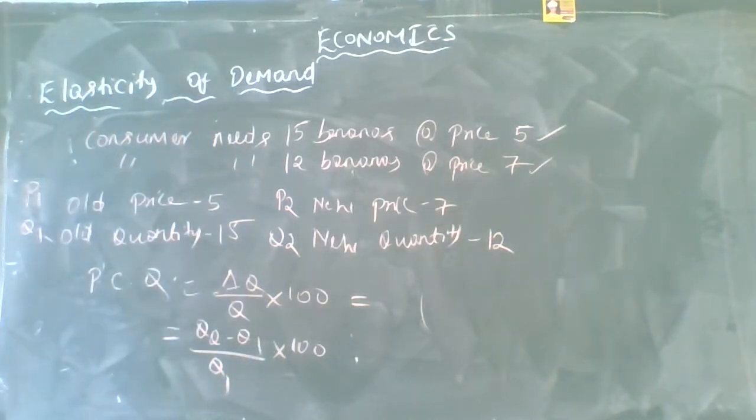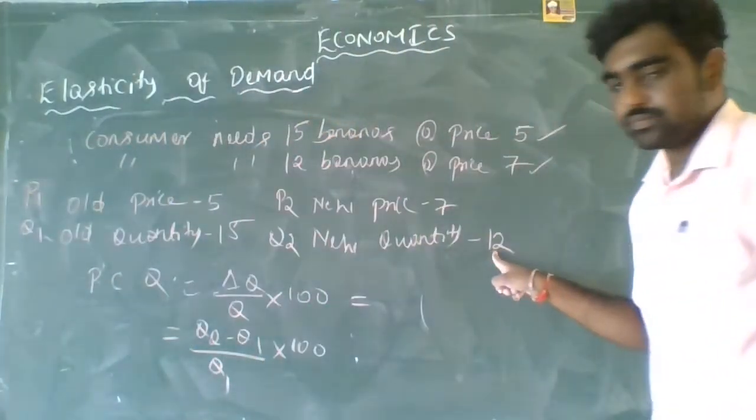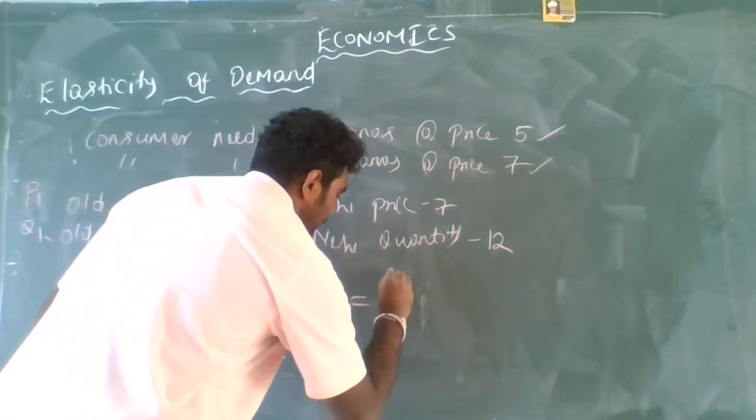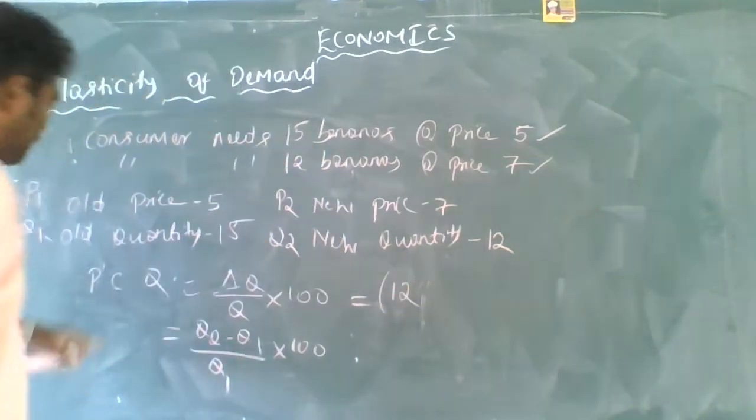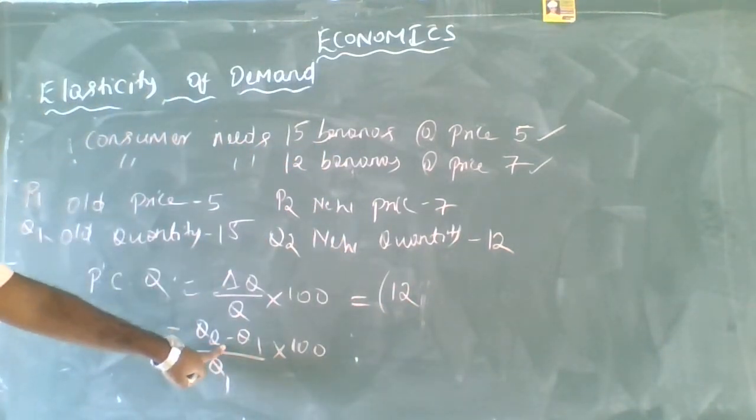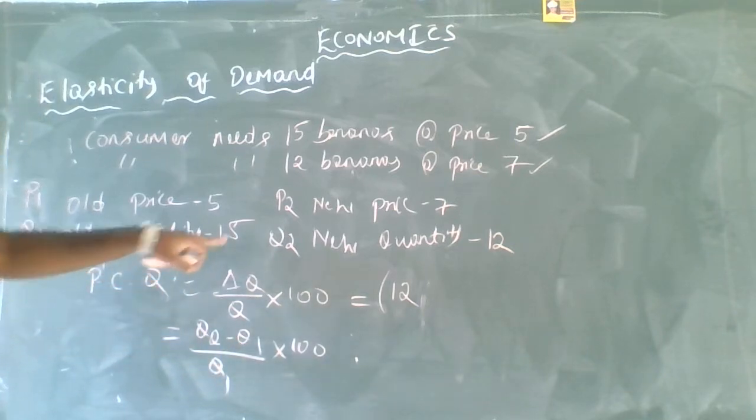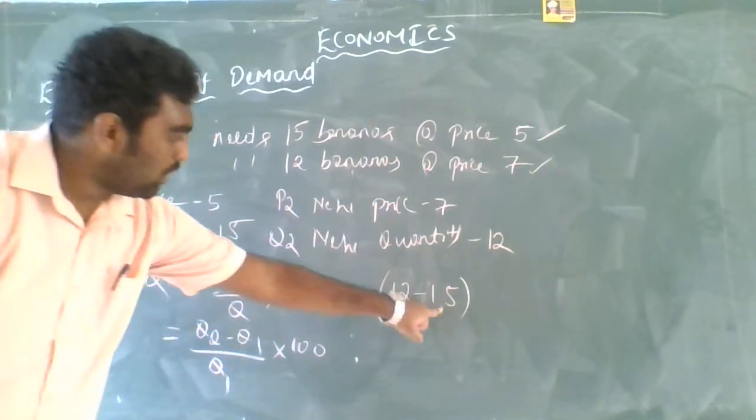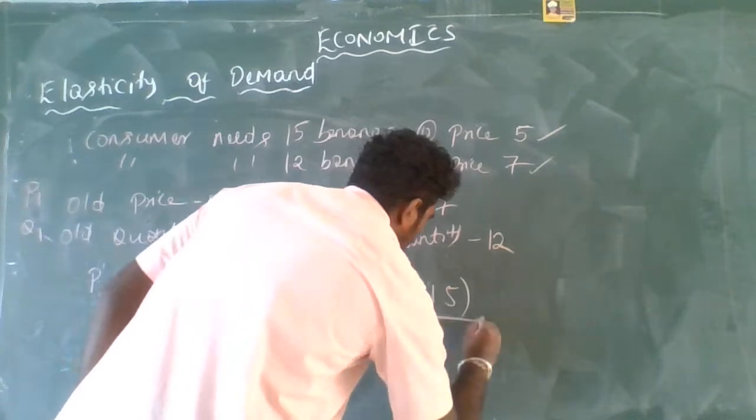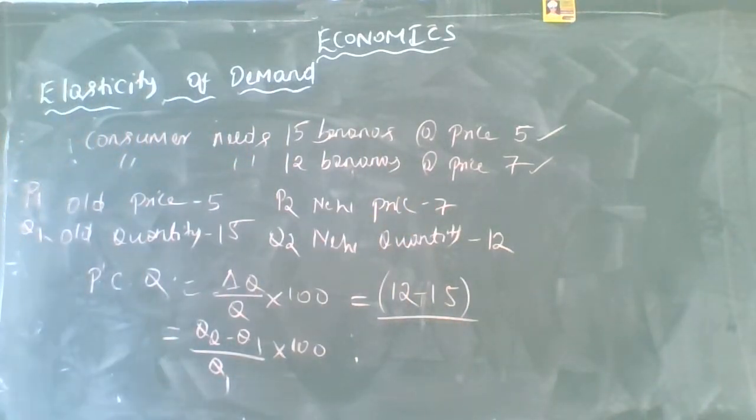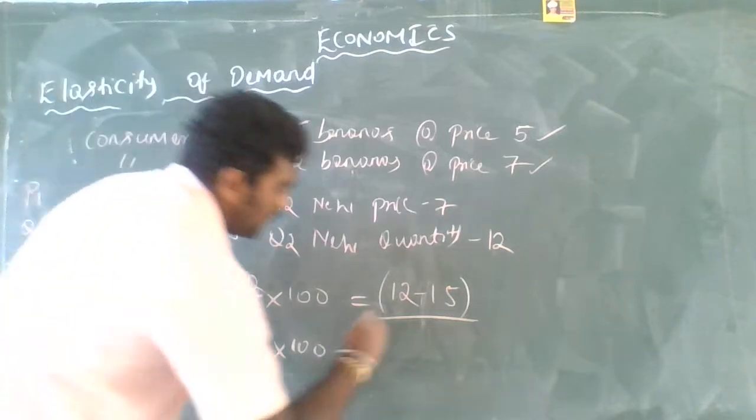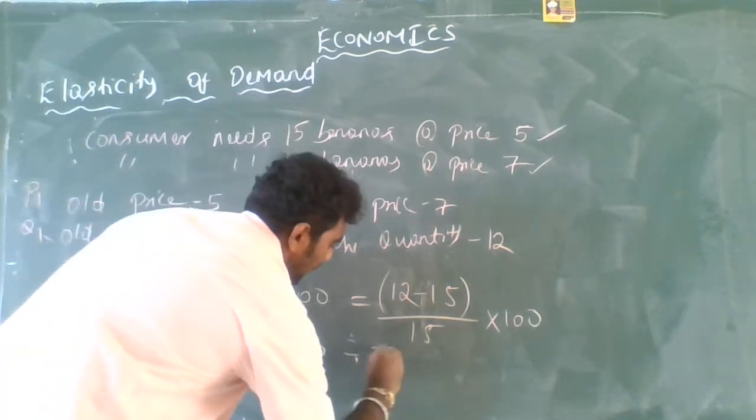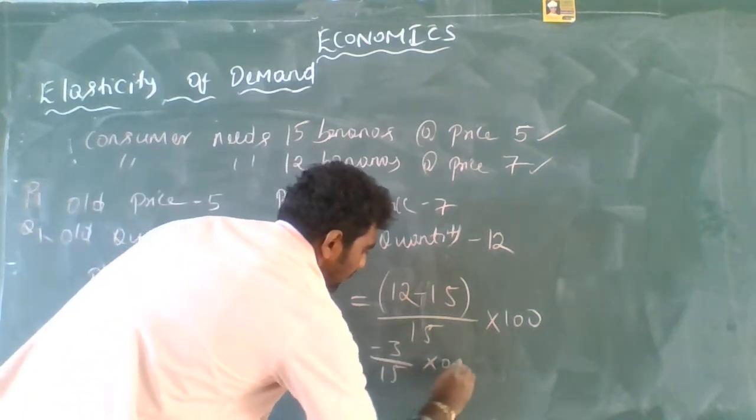So if you substitute, guys, we know that Q2 is 12. The new quantity is 12. So it is 12 minus Q1, the new quantity minus the old quantity. The old quantity is 15. So it is Q2 minus Q1 divided by Q1. What is the Q1 here? It is 15 again. So minus 3 divided by 15 into 100.